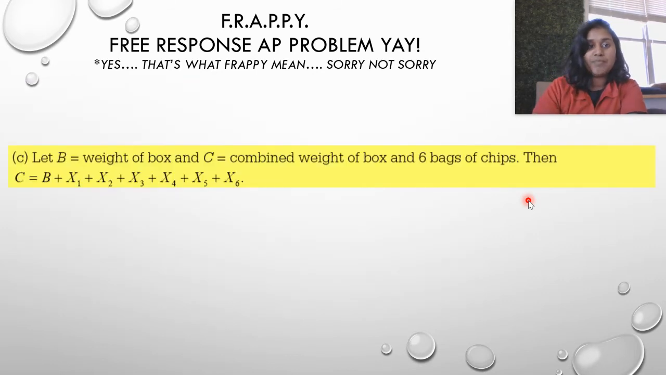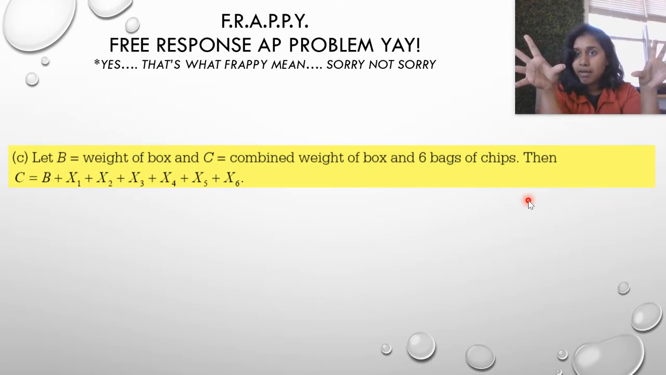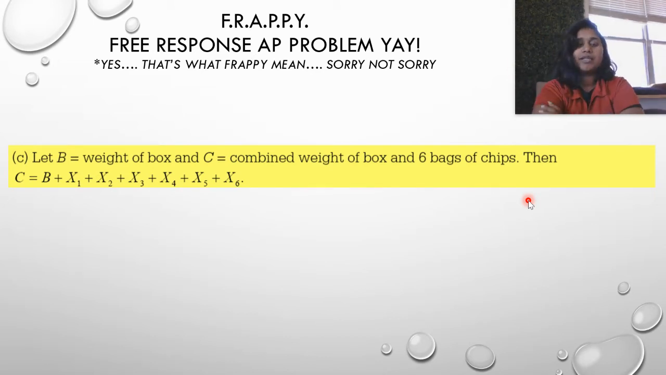So this is kind of an interesting one. The first thing I did is I let B be the weight of the box, that 10 ounces, and C is the total weight, so everything, the box and the 6 bags of chips. And then, of course, our bags of chips is X. We've already declared X is our discrete variable for the weight of an individual bag of chips.